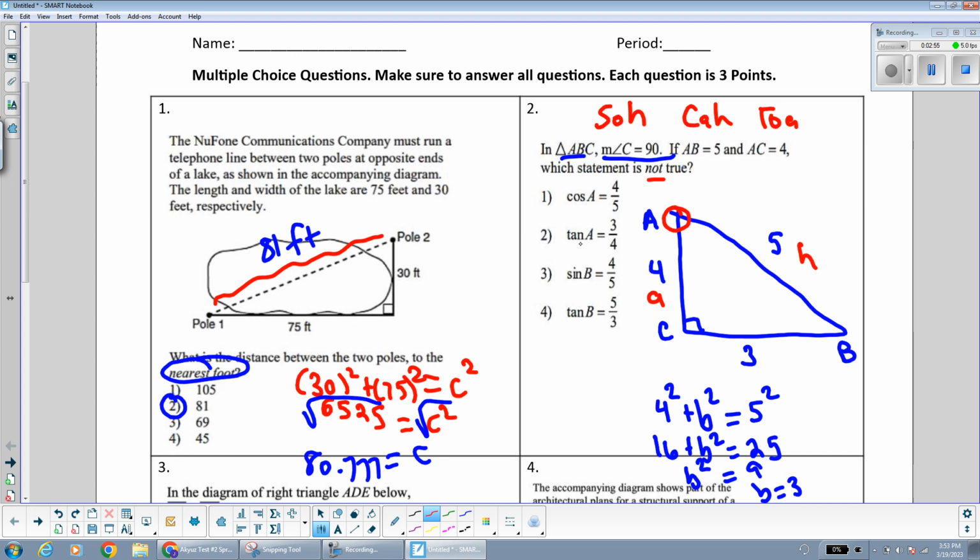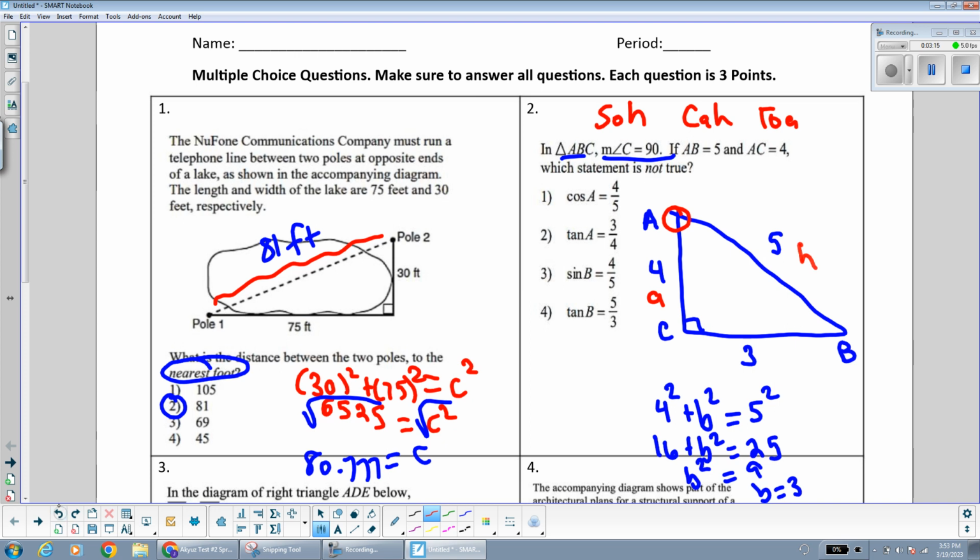Moving on to number 2, once again, we're still focusing on angle A. We're talking about tangent. Tangent is O over A. So from angle A, here's opposite, here's O. So opposite over adjacent would be 3 over 4. So once again, that's all good to go. That's correct. It's not the choice we're looking for.